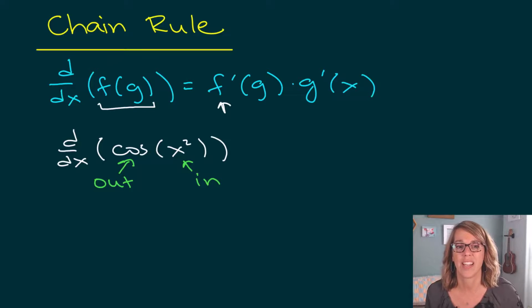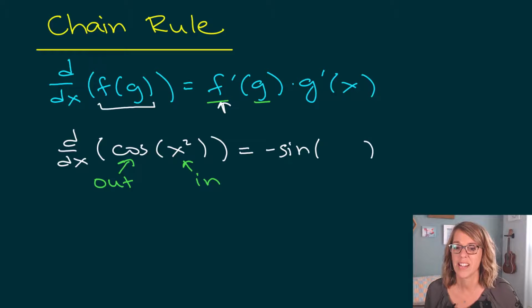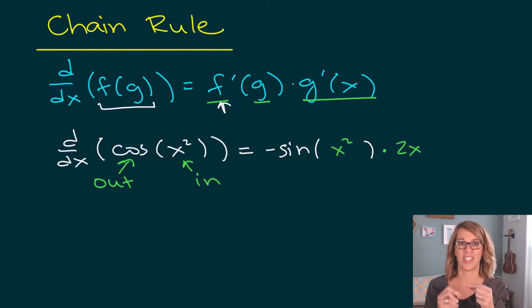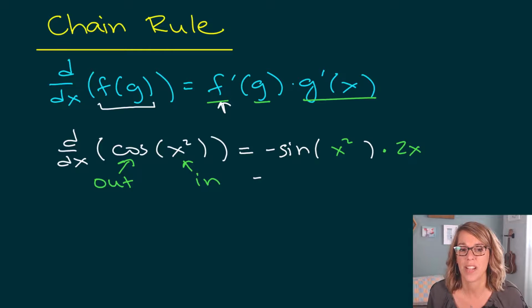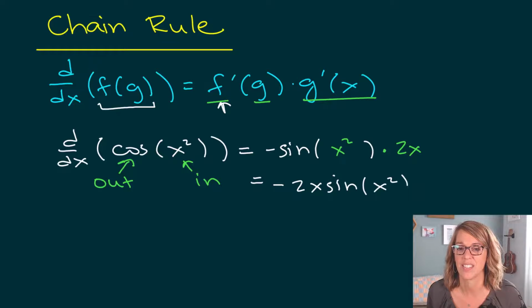As I'm differentiating, I'm going to take the derivative of the outer function, but I'm going to leave that inner function. So I'm going to take the derivative of cosine, which is negative sine, but I'm going to leave my inner function. Now let's go ahead and put the inner function in. The inner function is x squared, and I'm going to multiply by the derivative of the inner function, which is 2x. I can rearrange things just a little bit here. Let's go ahead and put the 2x out in front along with that negative sign. So I get negative 2x sine of x squared.